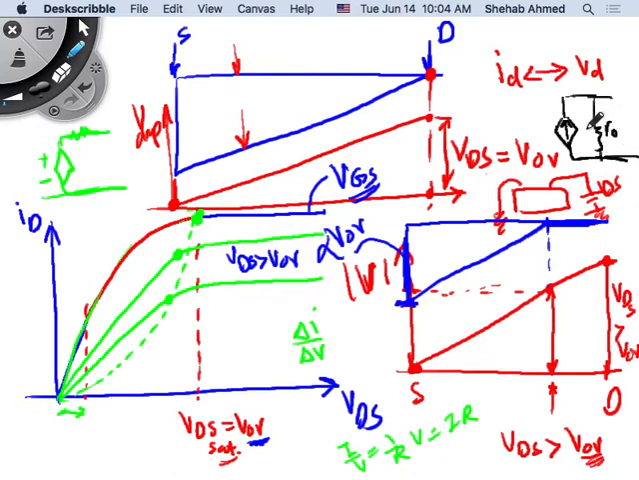So what we will find from the equations is that the device in this region, which is called the saturation region, we will find that the value of the current here.